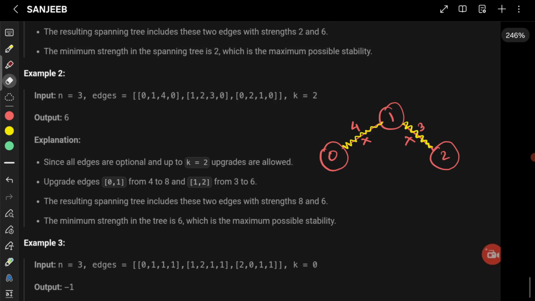So what will be the answer? If you see, this is the answer. Since there are two edges, I have k equals 2, so I can upgrade any of the two edges. If I upgrade one it becomes 8, and if I upgrade the other it becomes 6. The minimum of 6 and 8 is 6, so that's the answer.